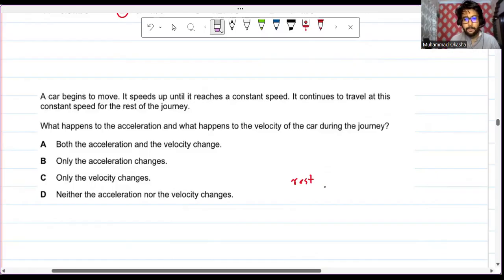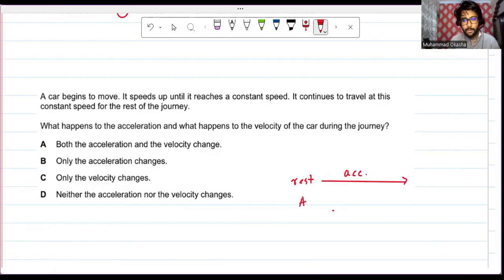Then it accelerates, and reaches, for example, this is point A, reaches point B. From A to B, it accelerates until it reaches a constant speed. And from B onwards, it moves at constant speed and goes on and on. What happens to the acceleration? Did acceleration change? Of course, acceleration was over here.